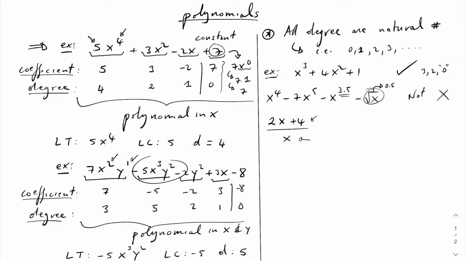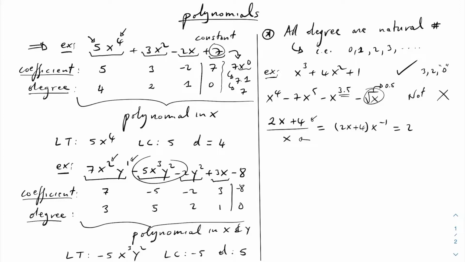Because if you wanted to put it in standard form, meaning everything on top and nothing in the denominator, this x on the bottom here is going to be x to the power of negative 1. So technically, this is 2x plus 4 all together times x to the power of negative 1.